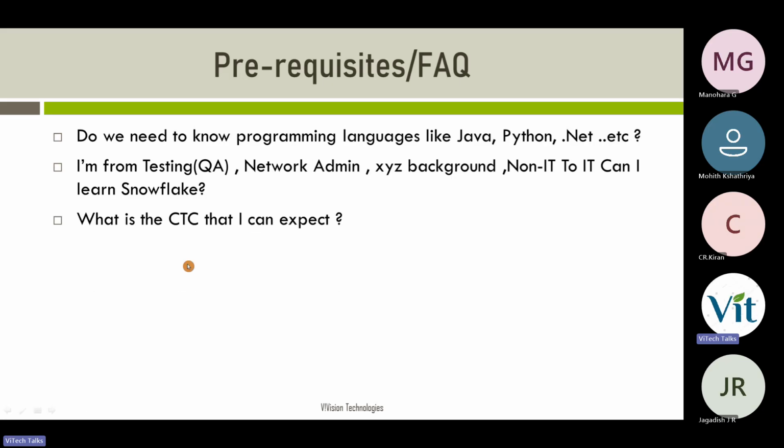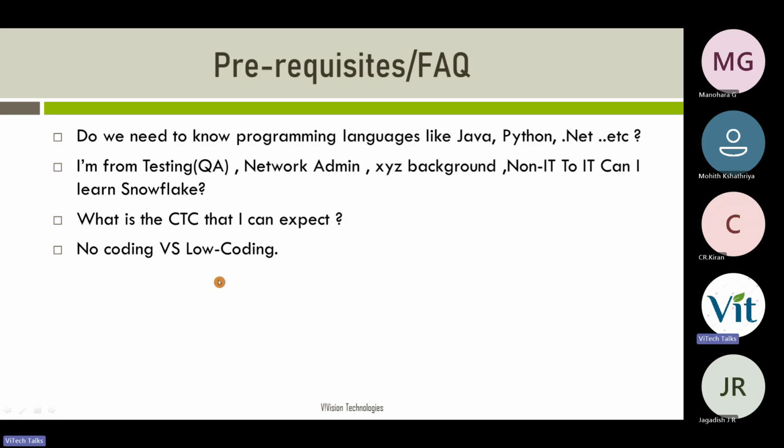And what is the CTC that I can expect? This totally depends on how you perform in the interview. In the normal job market, it is like 1:3. Suppose you have 3 years of experience, or 4 years of experience, then 4:3. It's like a minimum of 12 lakhs. The maximum can be anything.